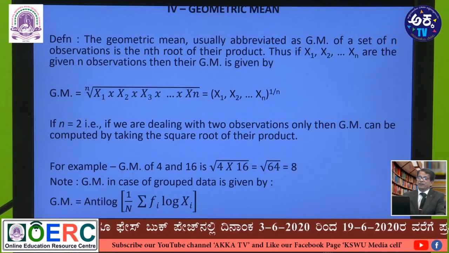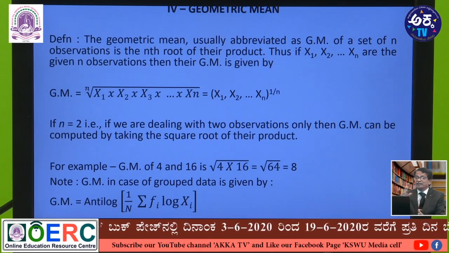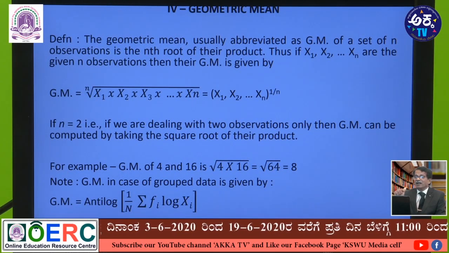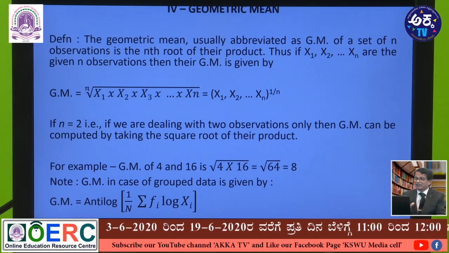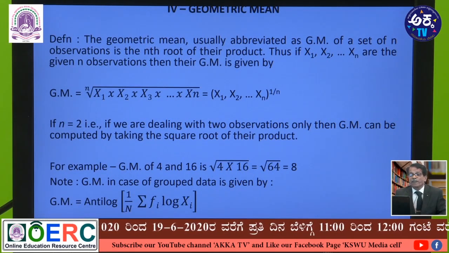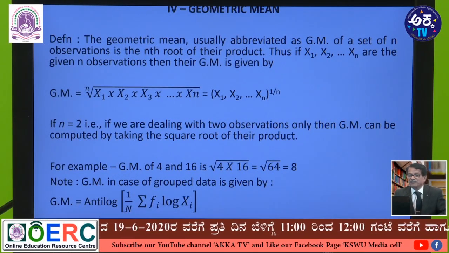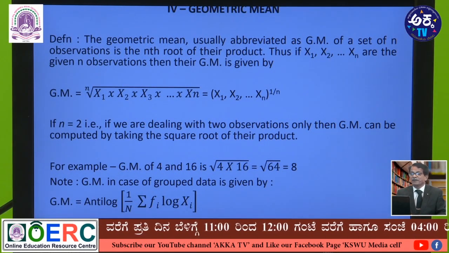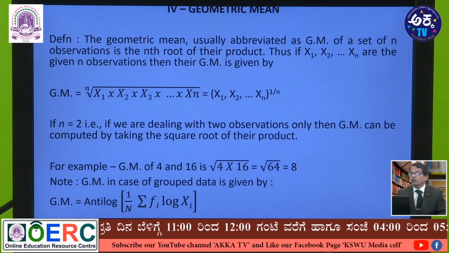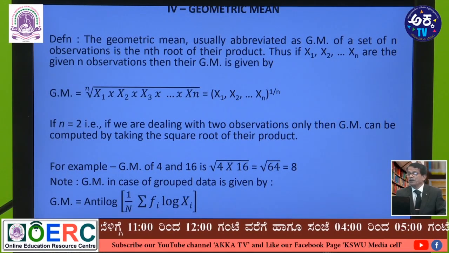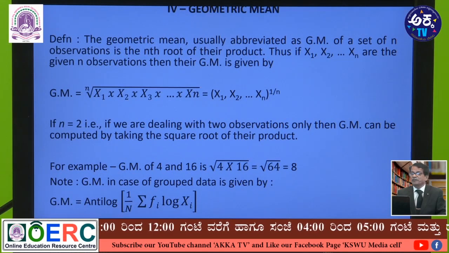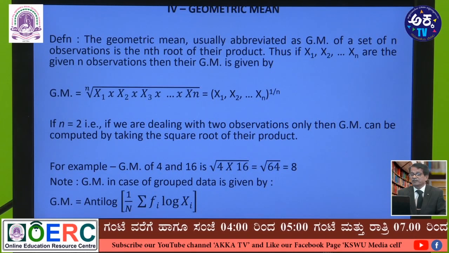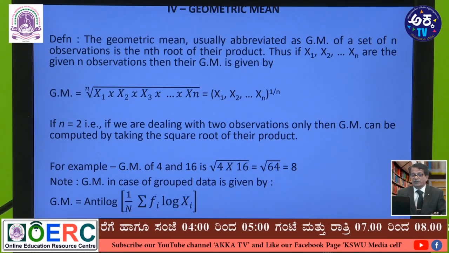Geometric mean is the suitable average. How to get the geometric mean? Take the product of the 2 and then the square root of that will give us the exact average dividend that a professor gets. So, friends, the definition of geometric mean goes like this: geometric mean, usually abbreviated as GM, of a set of n observations is the nth root of their product, as I told you. Thus, if x1, x2, ..., xn are the given observations, then their GM is given by simply the nth root of the product. In other words, product to the power 1 upon n.